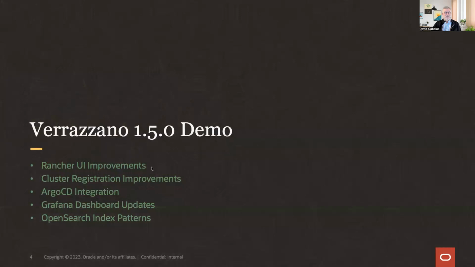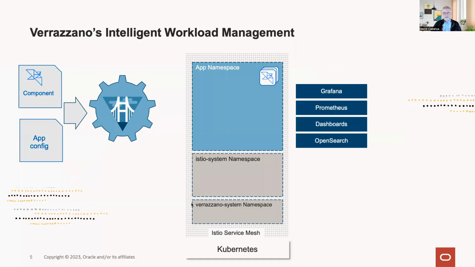So in the demo, and this is what I want to focus on mostly today, I'm going to go through those things we just talked about: Rancher UI, cluster registration, Argo CD, and so forth. But before I dive over there, especially because Argo CD augments the automation that's already built into Verrazzano, I want to make sure you understood what that is, right?